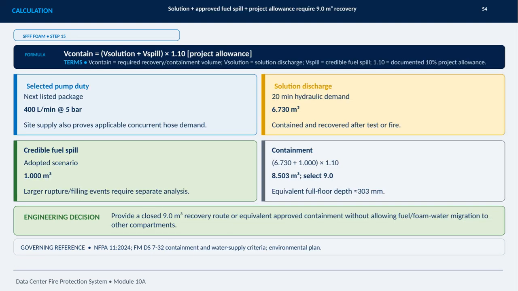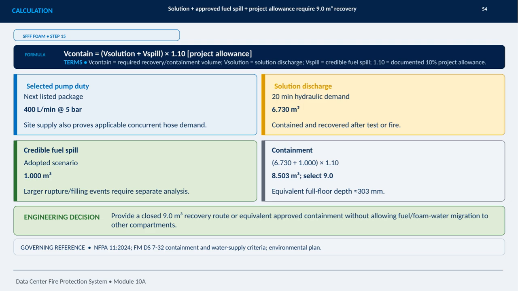This calculation establishes the recovery volume needed for the SFFF foam system, based on the solution discharge, a credible fuel spill, and the documented project allowance. The selected pump duty is 400 liters per minute at 5 bar, and the 20-minute hydraulic demand produces 6.730 cubic meters of solution discharge. The adopted fuel spill scenario adds another 1.000 cubic meters. Applying the formula, containment volume equals the combined discharge and spill volume, multiplied by 1.10. That gives 8.503 cubic meters.